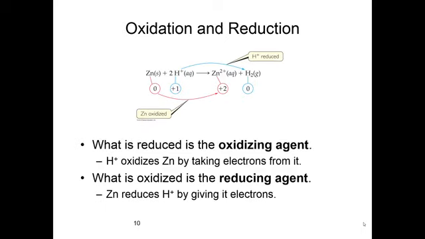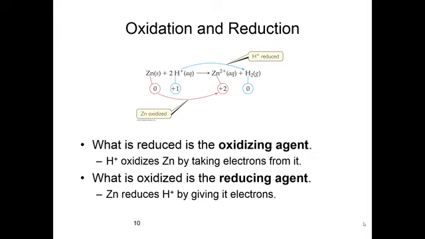The substance that is reduced is also referred to as the oxidizing agent. The substance that is oxidized is referred to as the reducing agent. In other words, if you can figure out what is oxidized and what is reduced, you can figure out the oxidizing agent and the reducing agent. The species is always the opposite type of agent. If it is reduced, it is the oxidizing agent. If it is oxidized, it is the reducing agent.